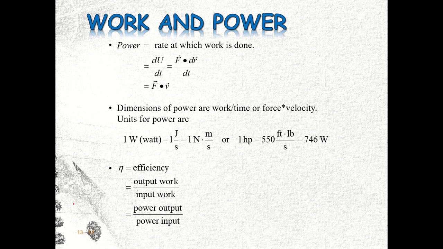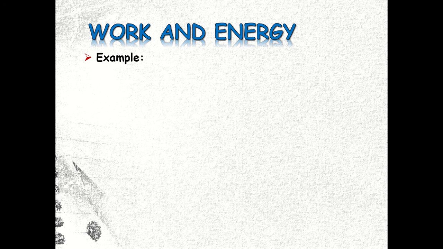Now, when we talk about work and power, we have what we call efficiency. This is the symbol used for efficiency. When we speak of efficiency, that is the output work divided by input work, or the power output divided by power input. So that's efficiency. Okay, so that's the discussion for work and energy.